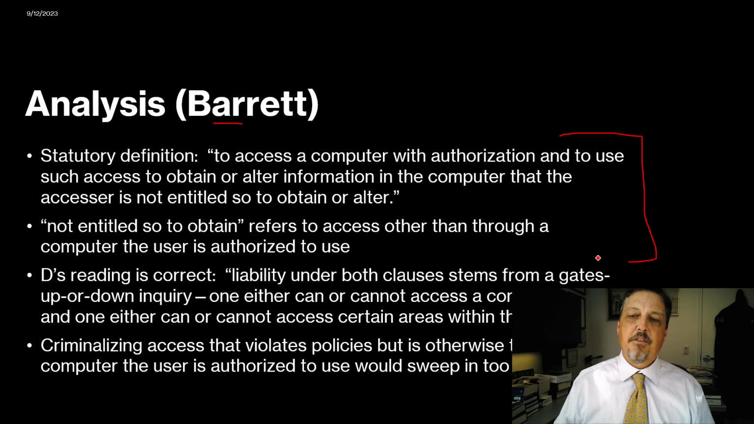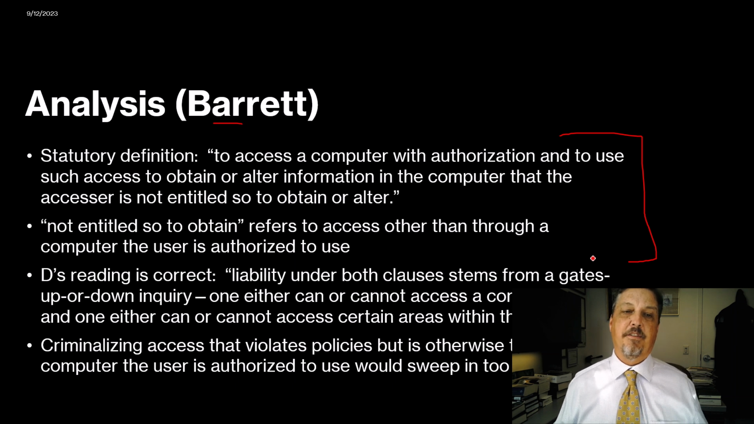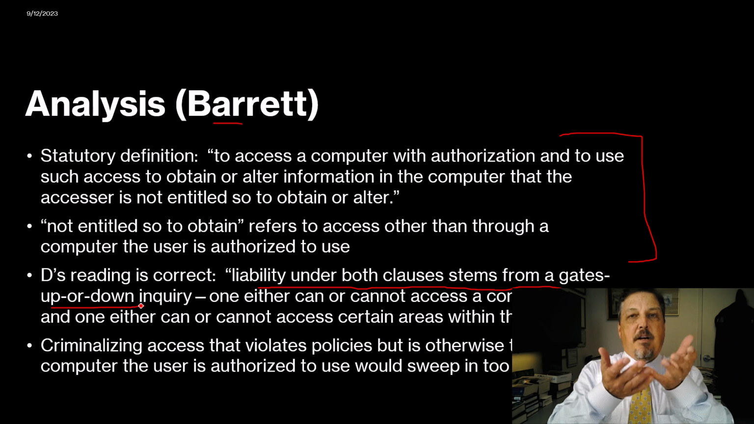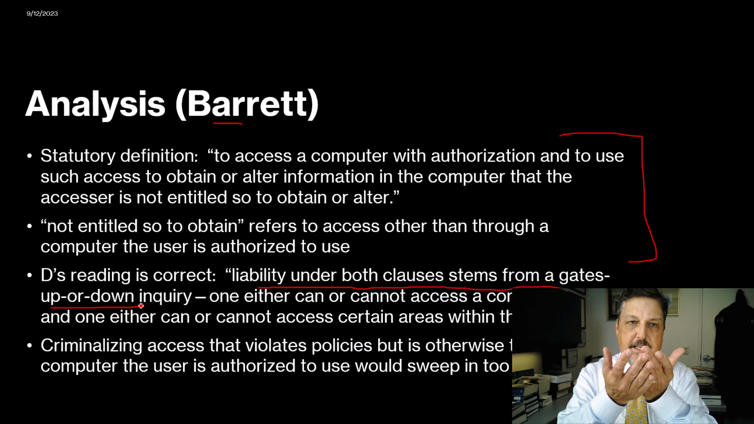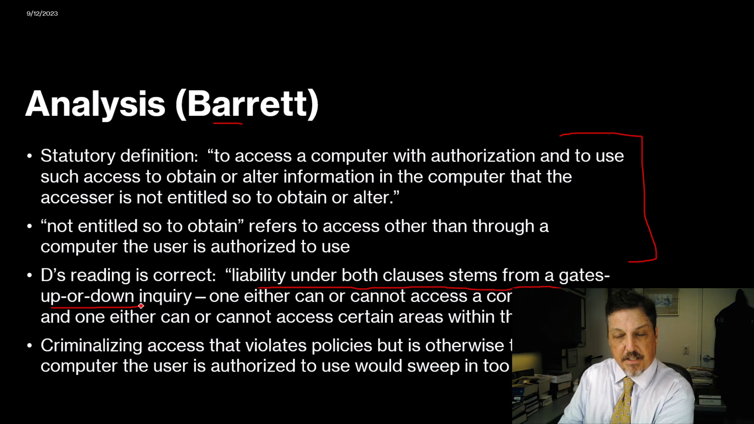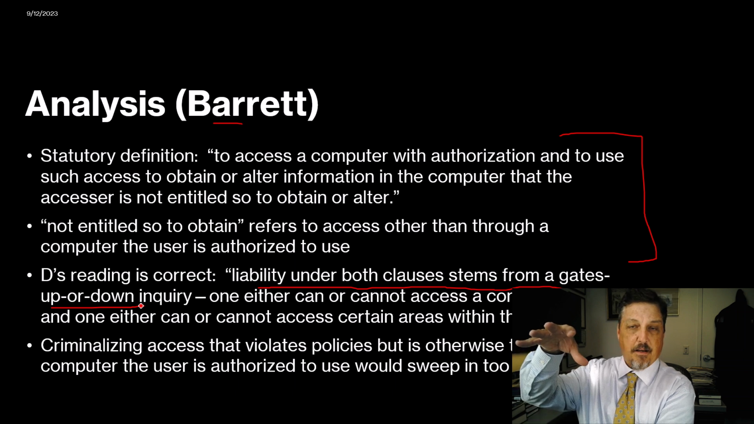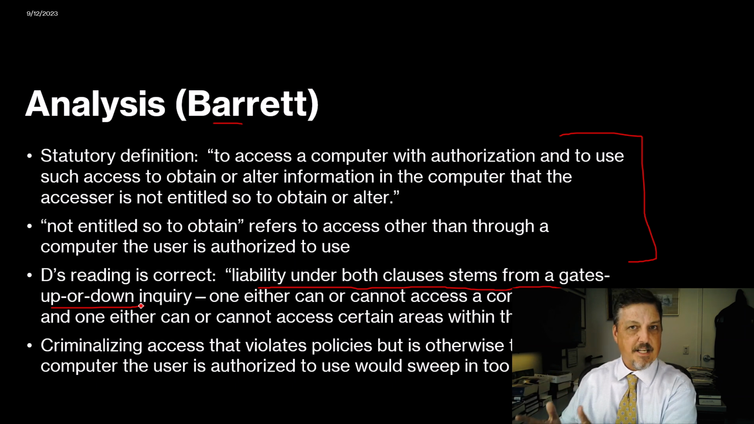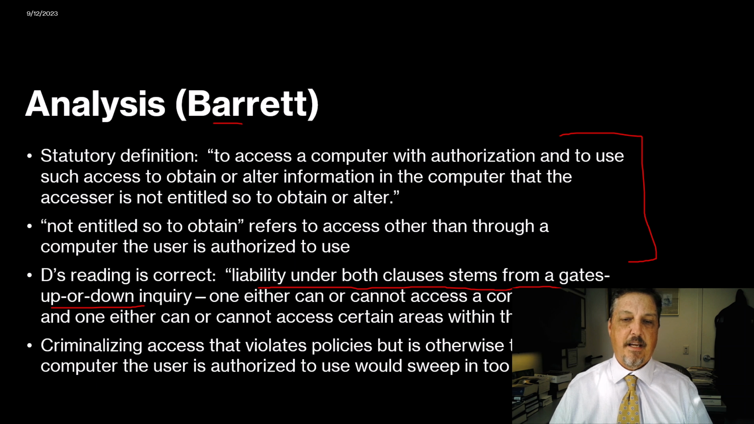In any event, she ends up saying the defendant's reading of the statute is correct, and the defendant's reading, she says, is basically a gates up or gates down inquiry. So the gates are up. There's no sort of technological gates keeping someone from access to the content. Not a CFAA case. The gates are down. There's some kind of technological barrier to access, and the accused has somehow messed with that technological barrier. That's potentially a violation of the CFAA.